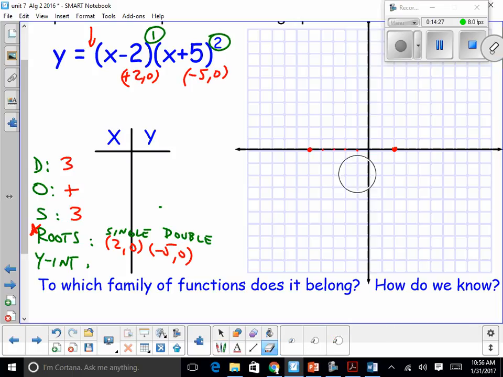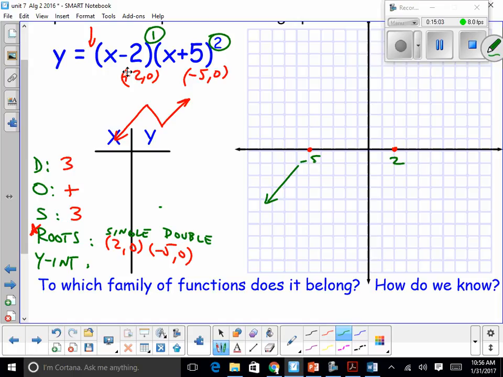Because this is a 3, I automatically know the picture has to look like this. You start with a up, 1, 2, 3. The good old trick. I'm going to start down here. When I go through this negative 5, it is a double. That means it's going to bounce right off and come right back down.